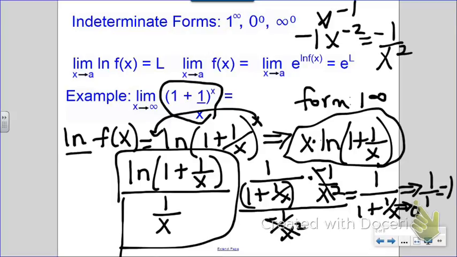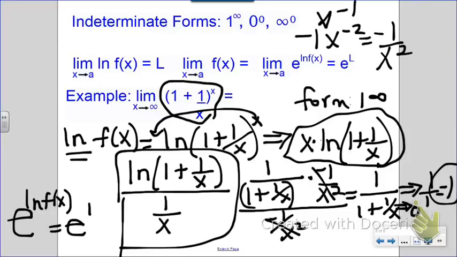Now remember at the beginning we took the natural log of that. So I have to take e to the ln of f of x, and then e to the whatever my answer was over here, which is e to the first power. So e to the 1. So my answer is e to the first. So my limit as x approaches infinity of the function that I just created is e to the first. And that's it.